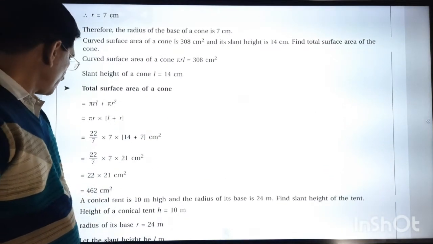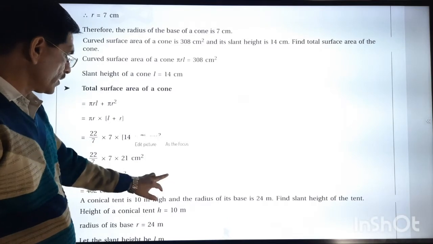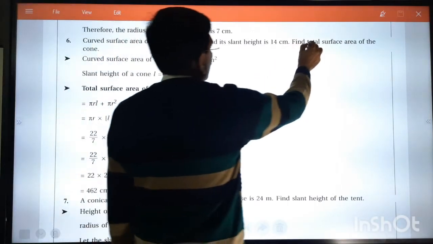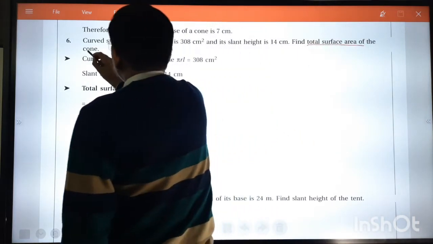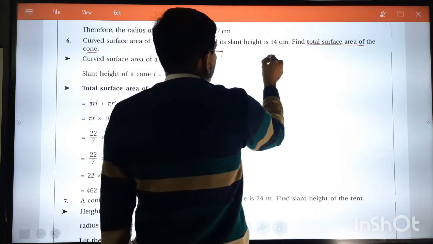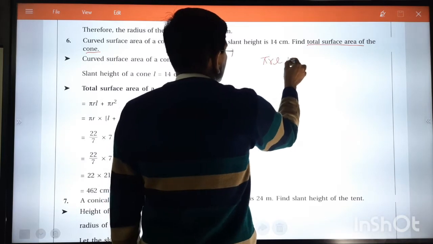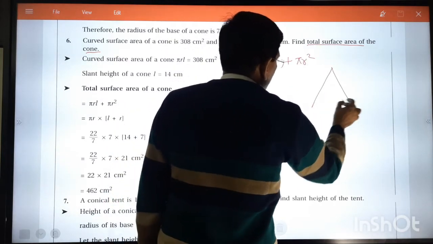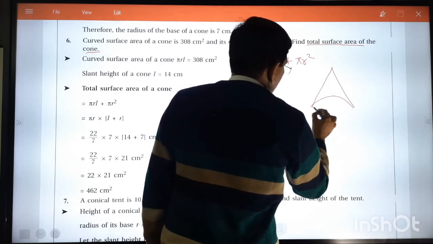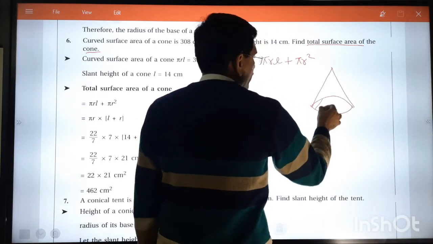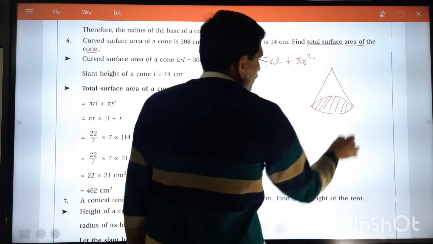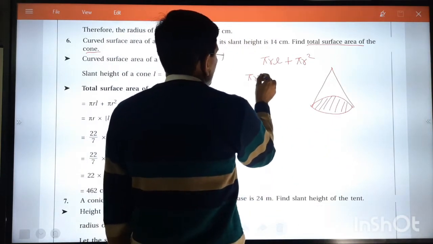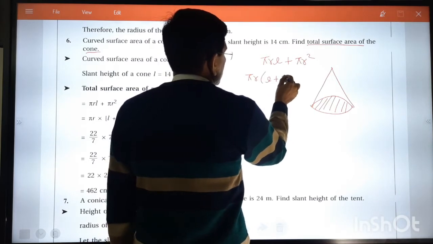I have to find the total surface area of the cone. What is the formula for the total surface area of a cone? Everyone remember, that is pi r L plus pi r square. Why is it so? Because it is a cone. In the cone shape, we know that here there is the area of a circle. So now pi r is common, we can write L plus r.